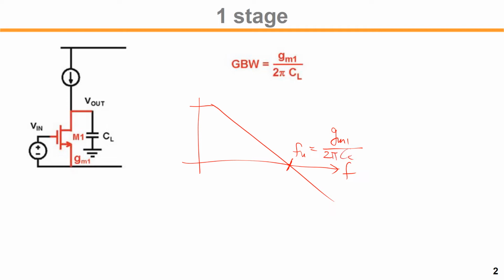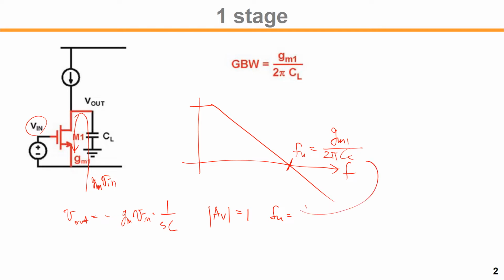That is GM1 over 2 pi CC, because all the current generated from this V-in variation flows through the capacitance. That is GM times V-in current, right? So the voltage V-out is minus GM V-in times 1 over SC. So the gain AV equal to 1 leads us to FU equal to what? GM1 over 2 pi CC, like that, right?